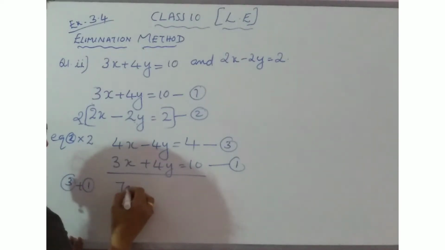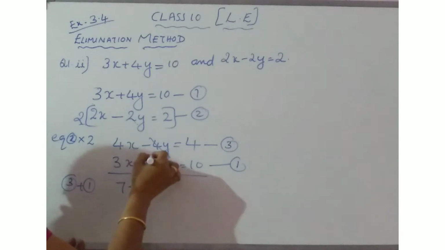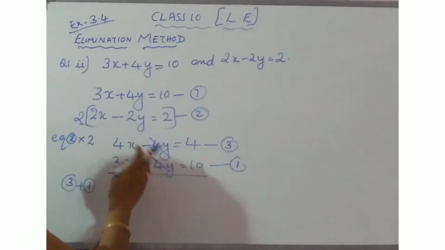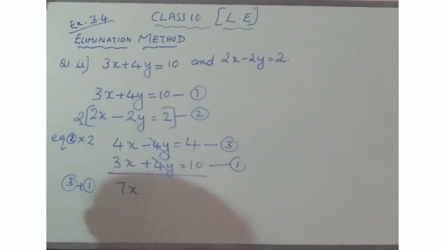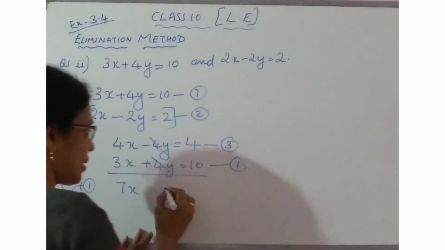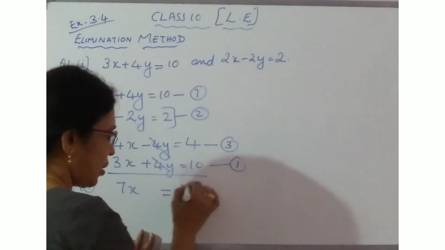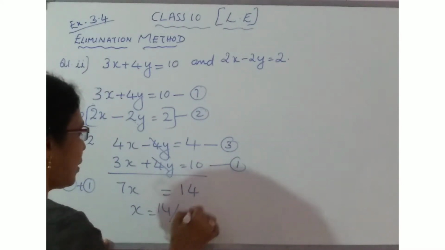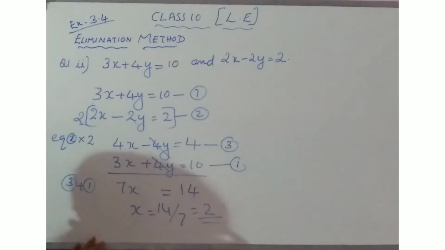4 plus 3 is 7x. Minus 4y and plus 4y we have to cancel. If the same terms have different signs, they will get cancelled. So that is why, if the signs are different, you have to do addition. So 4x + 3x = 7x and 4 + 10 = 14. Therefore x = 14/7, that's equal to 2. So we got the answer for x.